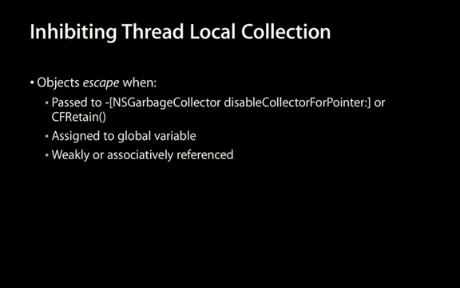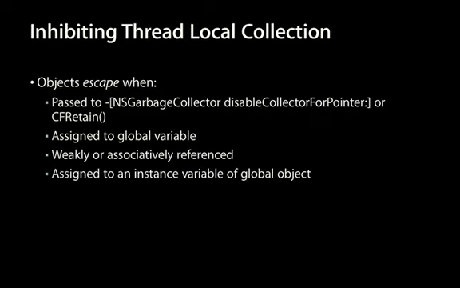Also, if you use weak or associative references, objects stop being local. The reason is those systems use locks, and we want to keep TLC really fast. Finally, if you have a local object and you assign it into an instance variable of an already global object, that will make it go global. A good example is you create a new view and you put it into the view hierarchy of a window. That causes all the objects connected to that view to go global.